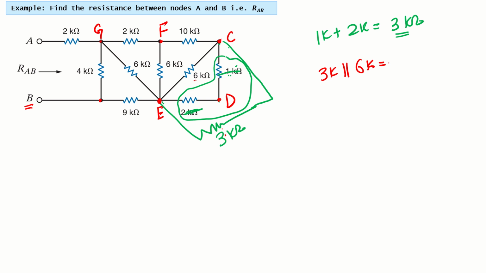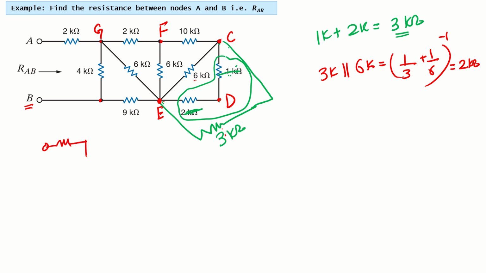So we can calculate their equivalent. How can we calculate the equivalent? 1 over 3 plus 1 over 6, inverse, that becomes 2K. So we can say that between C and E, we have a resistor of 2 kilo ohm. Let's try to redraw the circuit.